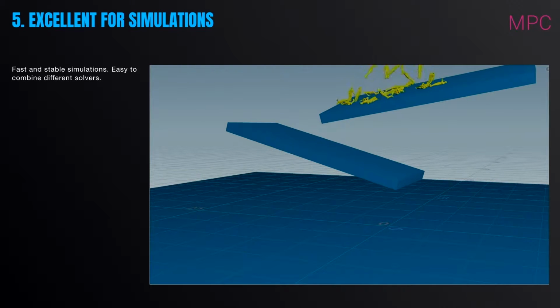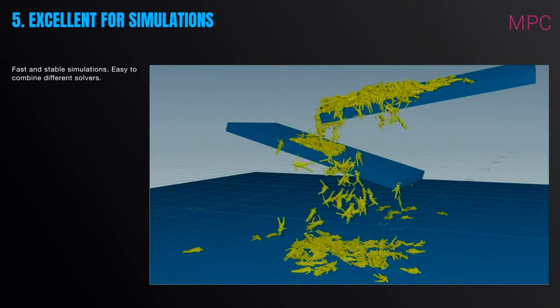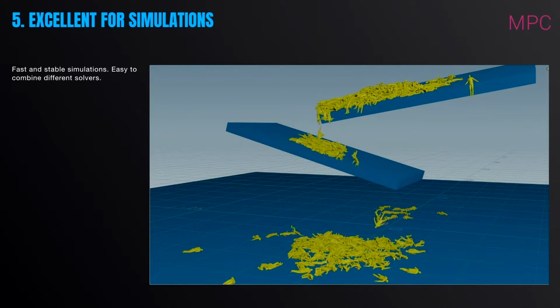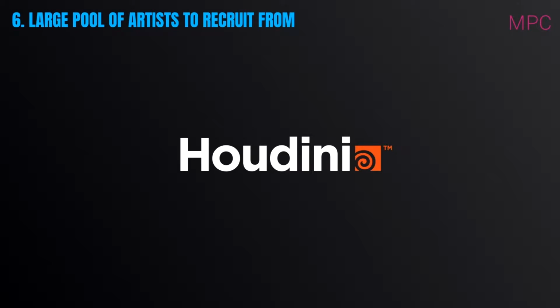And then obviously it's great for simulations. So we can combine different solvers. It's really fast as well. Something like this, you can just do on your laptop, and it's stable as well. A lot of systems have problems because they build up power and explode, but not in Houdini. And then, of course, we have a large pool of artists that we could recruit from. So now we have all FX TDs as well, and that's been really good for us. We have a lot of people and get knowledge into the department.